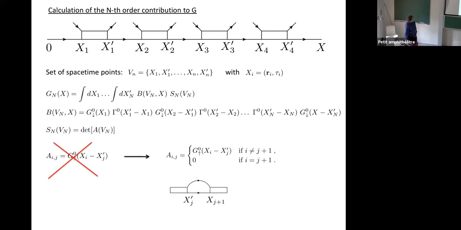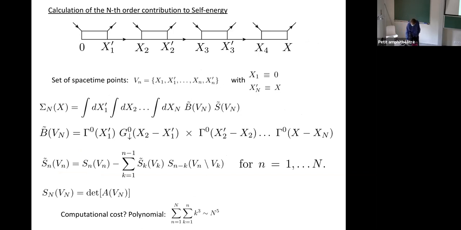So then we see that, given a set of space-time points, if we have to sum all the topologies, the number of operations it costs is just of order n to the power 3, the order cubed. Okay. So that's not costly at all.